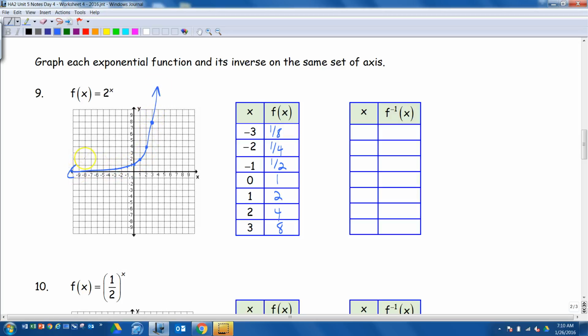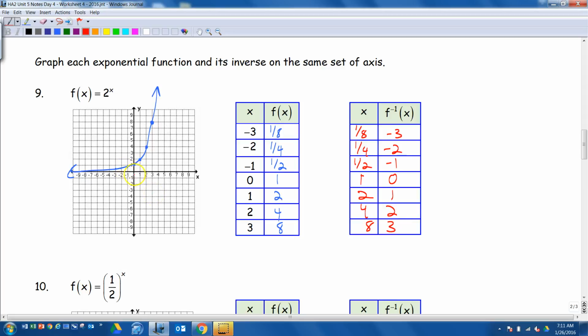Now remember, for inverses, you switch the x and y. So when x is 1/8, y is negative 3. When x is 1/4, y is negative 2. When x is 1/2, y is negative 1. When x is 1, you have 0, 2, 1, 4, 2, and 8, 3.